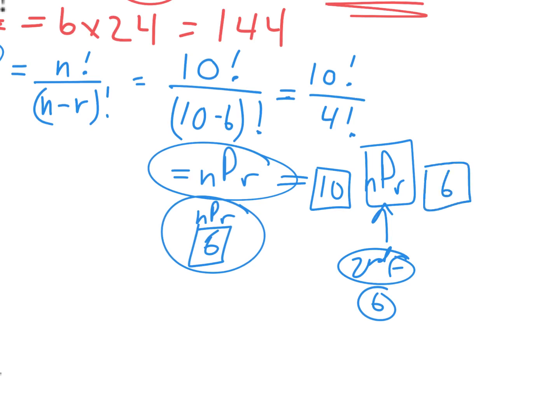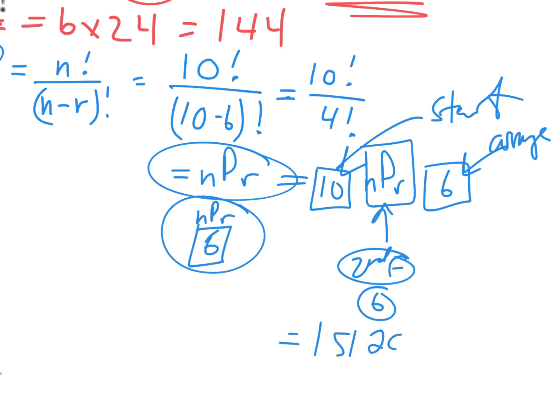So there's 10 objects to start, and 6 objects are being arranged. Order is important. So I type in 10, then second function on the 6 to get nPr, and then I type in r, which is 6. So there's 10 objects, and we're going to arrange 6 of them, and that becomes 151,200 ways to organize 6 objects starting with 10.